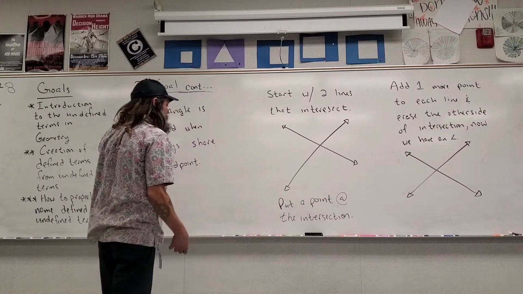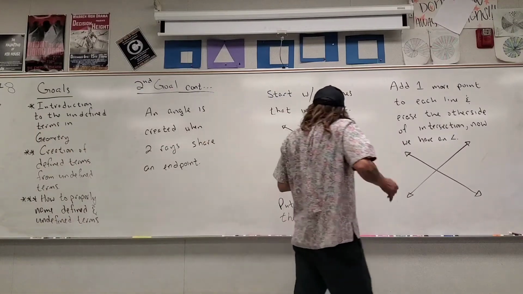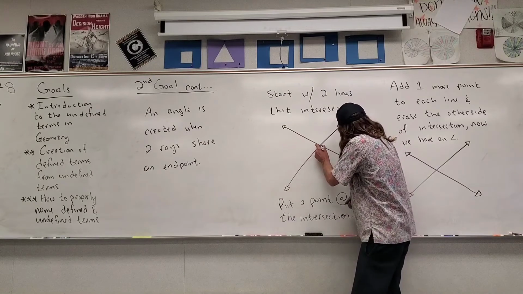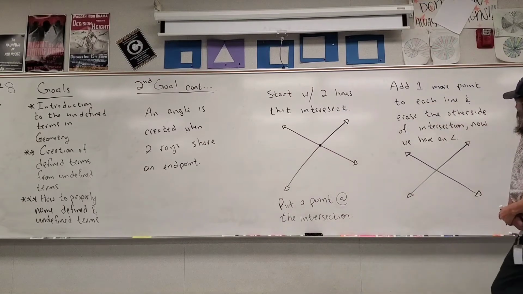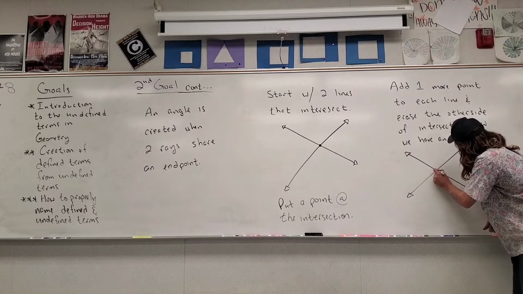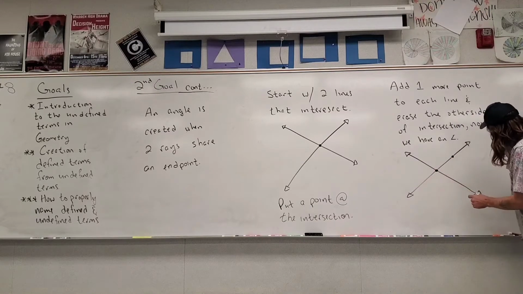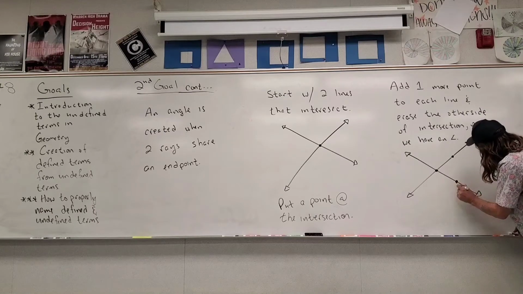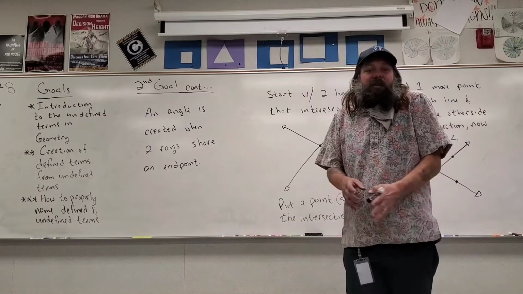And we're going to put a point at the intersection. So this is where they cross. They cross right here. Okay. We're going to add one more point to each line and erase the other side of the intersection. Now we have an angle. So here's where they intersect. I'm going to add one more point to this line. I'm going to add one more point to this line. And I'm going to erase the other side of the intersection. And now I have an angle.